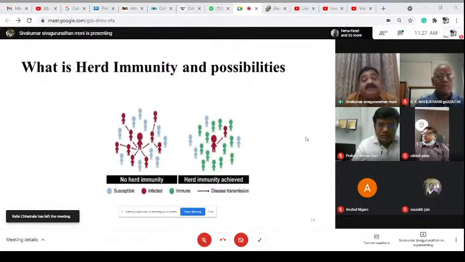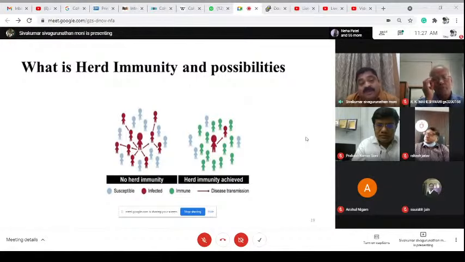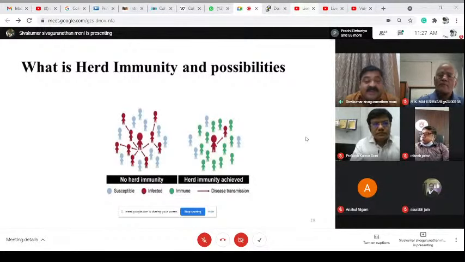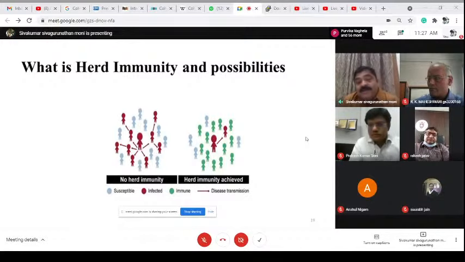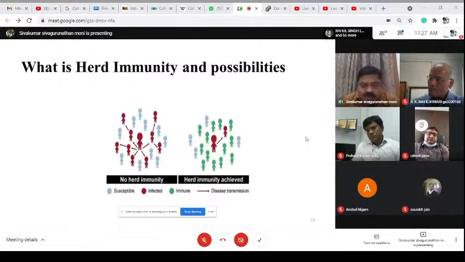So herd immunity development is much more important in the current status and in future also, because these variants will not stop. They will keep developing, and sometimes it may create more pathogenicity also. So the development of herd immunity is possible by means of vaccination or by means of infection. Here what I want to say is that it highly depends upon the individual immune response and individual immune power.